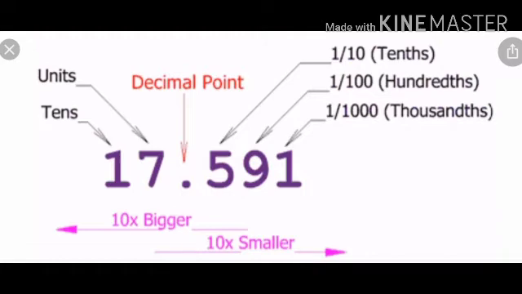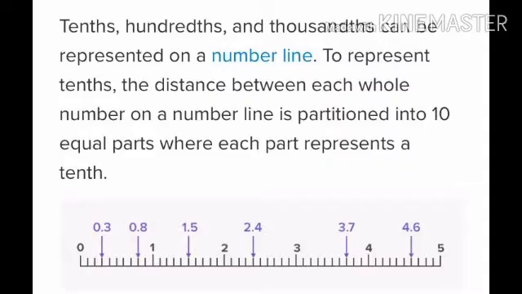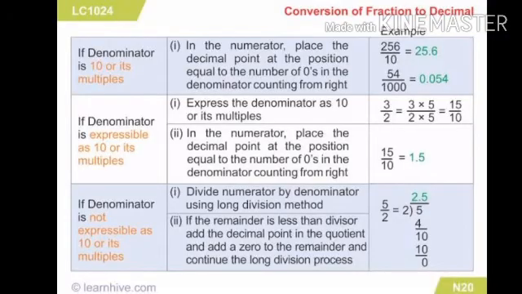In the above example, the values of the digits after the decimal point are 5 in tenths, 9 in hundredths and 1 in thousandths. So this is how we can find out the place value of decimal point. We can also represent our decimal numbers on a number line to represent tenths. The distance between each whole number on a number line is partitioned into 10 equal parts where each part represents a tenth.